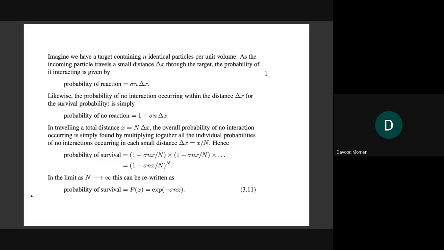So if you want to find the probability of non-reaction, you know that the reaction either happens or not. There are only two possibilities. So if a reaction happens with the probability given as sigma n delta x, the probability of the reaction not happening is just 1 minus the probability of the reaction happening. All right.